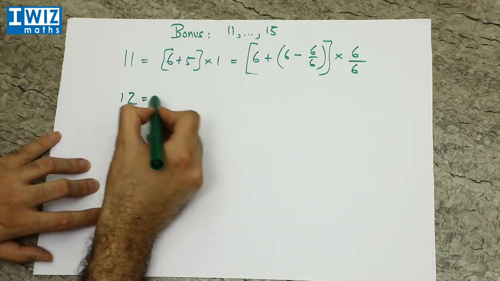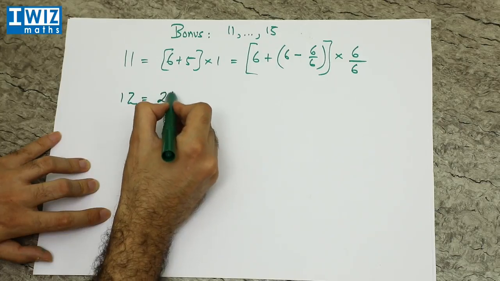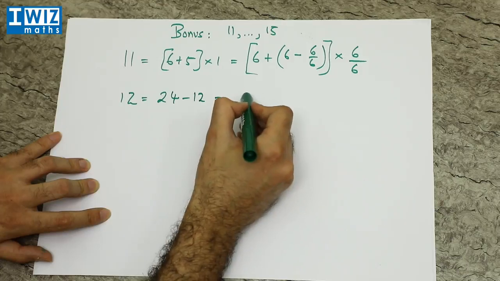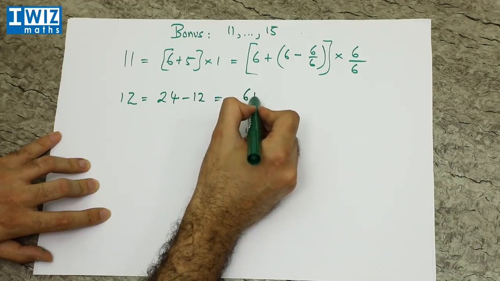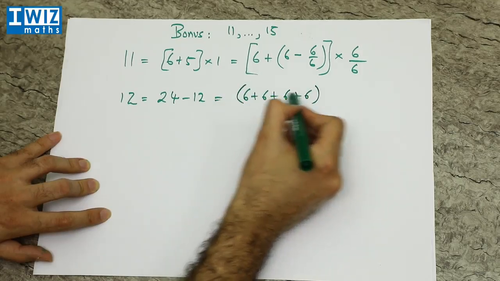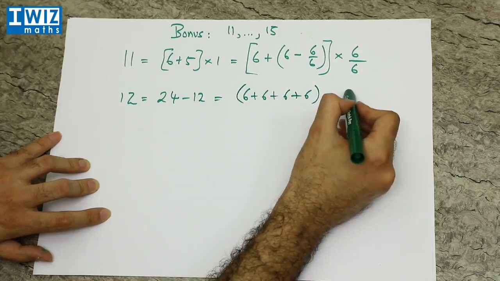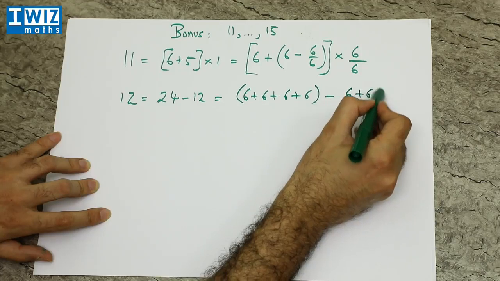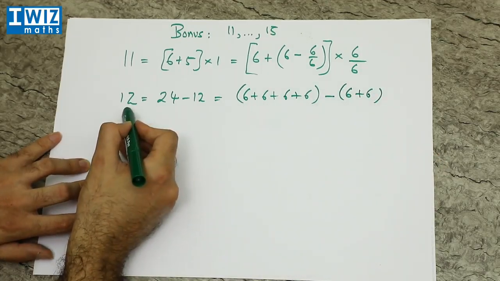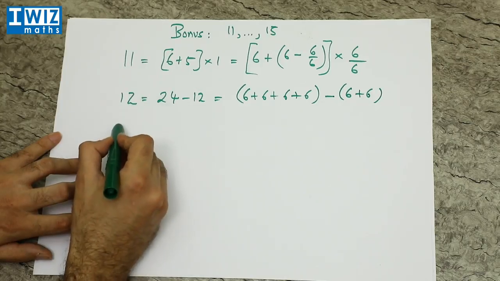12 is 24 minus 12, so that would just be simply 6 plus 6 plus 6 plus 6 minus 6 plus 6, so that's 24 minus 12, which gets us to 12.